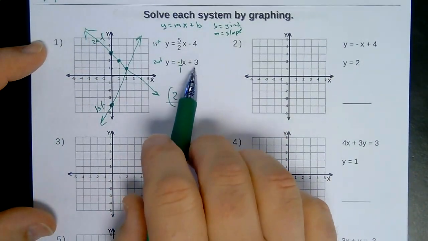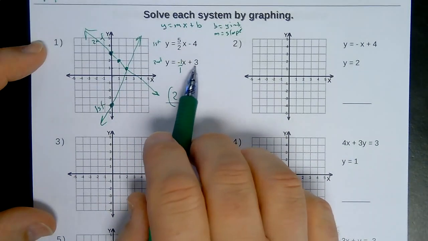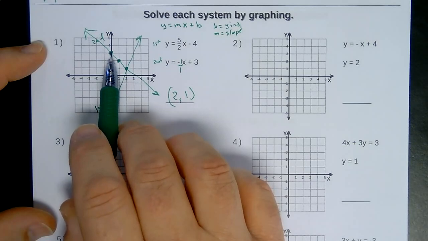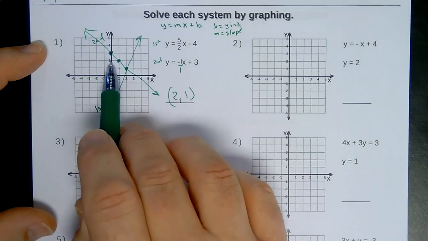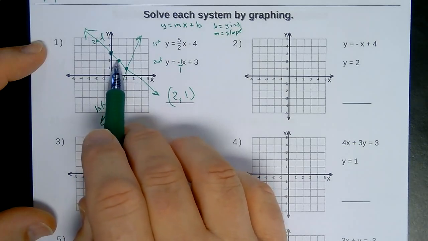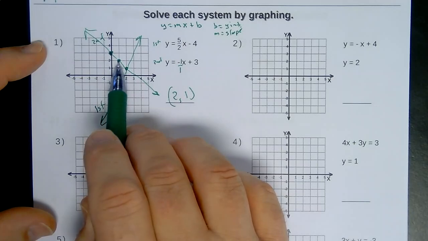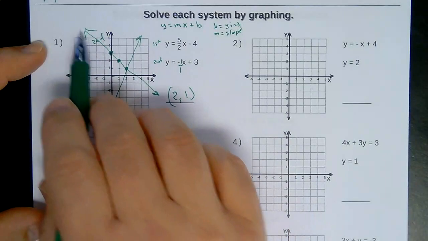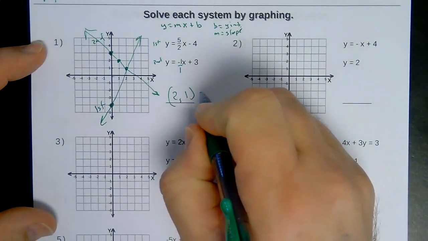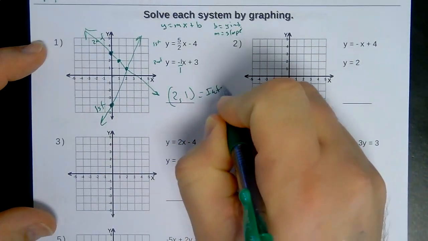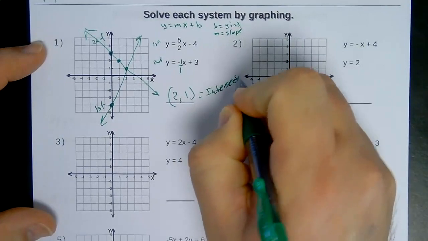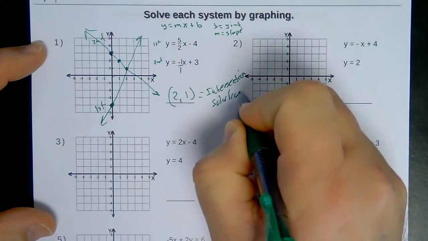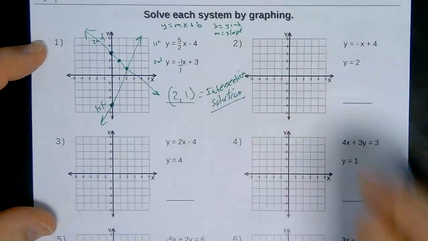And that was plotting +3 first. So up to 3, and put a dot at 3, and then from there, using my slope, down 1 takes care of the -1, and then over to the right 1, finish it off with a dot there and then draw it through. So then my solution is where they intersect. Okay, so 2, 1 is the intersection, and that is my solution. So keep that in mind.